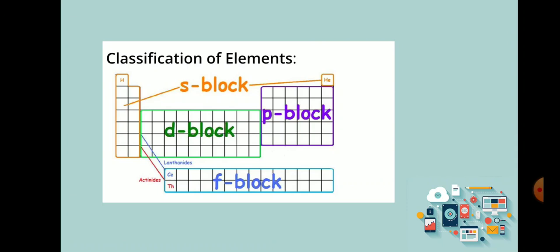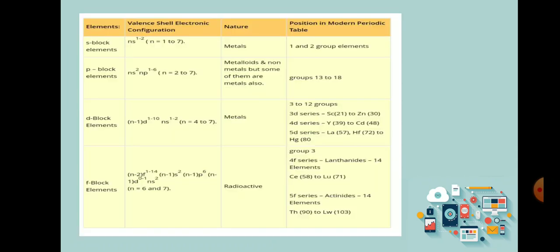Classification of elements: s block, p block, d block and f block. The s block starts with hydrogen, whereas the p block starts with boron, the d block starts with scandium, and the f block starts with cerium and thorium, that is lanthanides and actinoids. Elements, valence shell electronic configuration, nature and position in the modern periodic table.